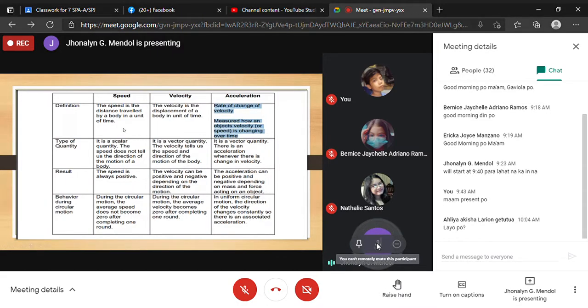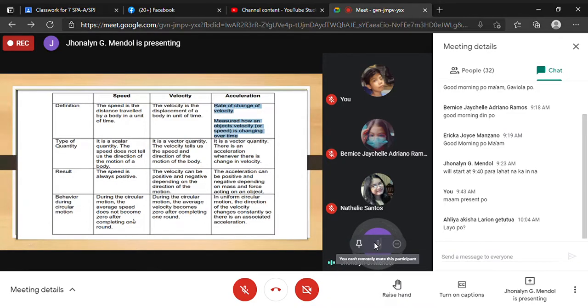In the definition, when you say speed, distance traveled by a body in a unit of time. The velocity is the displacement of a body in unit of time. Acceleration, change or the rate of change of velocity, measured how an object's velocity or speed is changing over time. Okay? Scalar quantity, a vector quantity, a vector quantity. Okay? The result, always positive. It can be positive and negative. It can be positive and negative also.